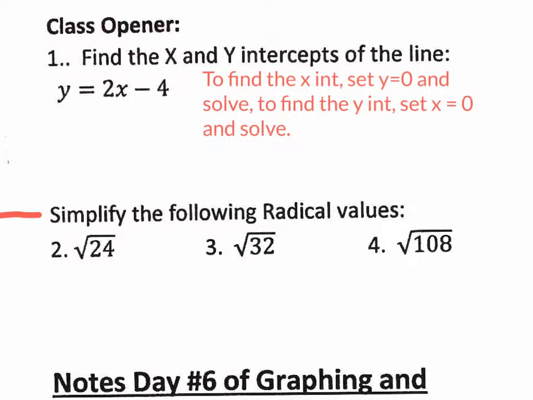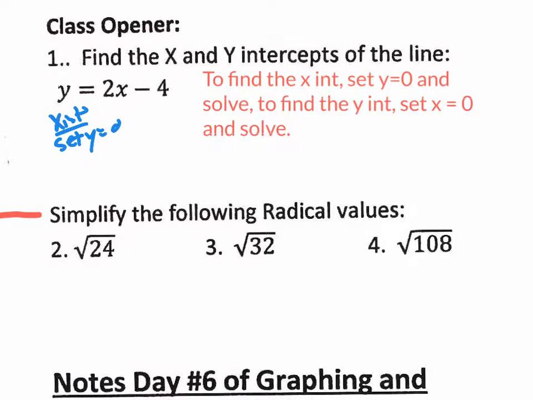So, number one says find the x and y-intercepts of this line. We used to graph lines in y equals mx plus b, and we would see where it crosses the x-axis, where it crosses the y-axis, or you could do it algebraically. And to find the x-intercept, we simply set y equal to 0 and solve.